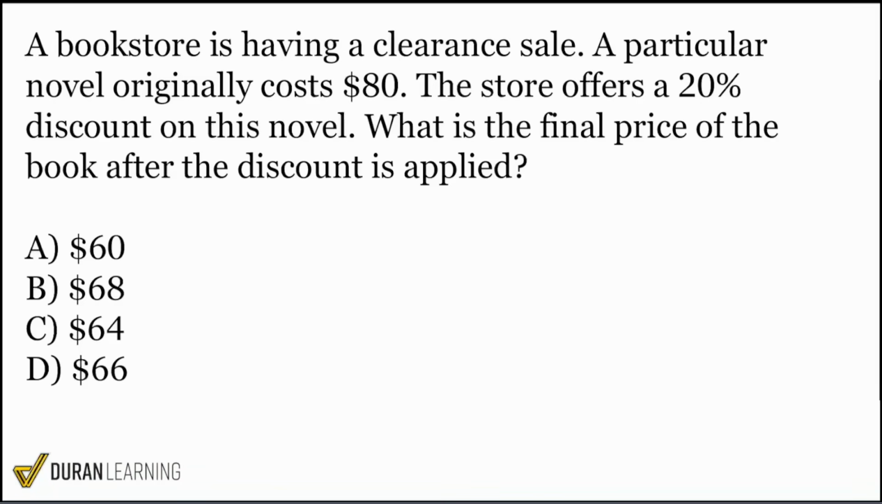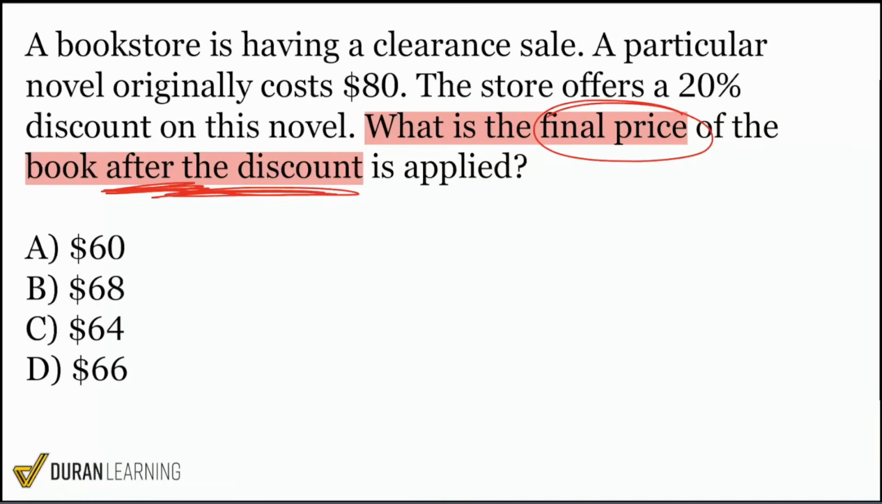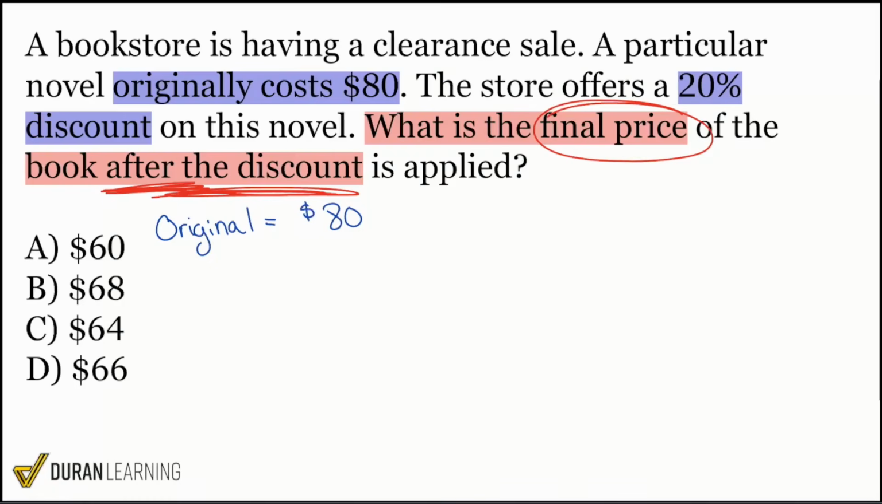Pay attention here. First thing we do is read the question. What is the final price of the book after the discount? Again, after the discount is applied, what is the final price? There are two ways that we can really go about this, everybody, because when we take a look, what are we given? We're given the original cost here as $80. So I'll say the original price equals 80. And then we're given a percentage discount, 20% discount.